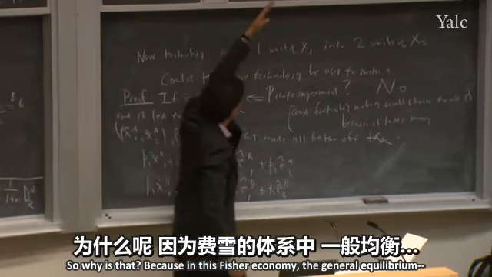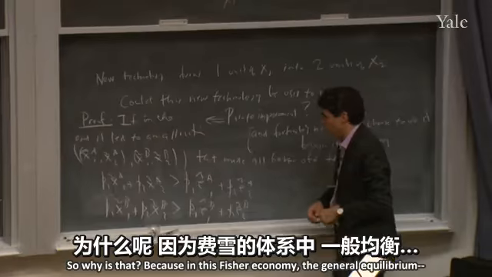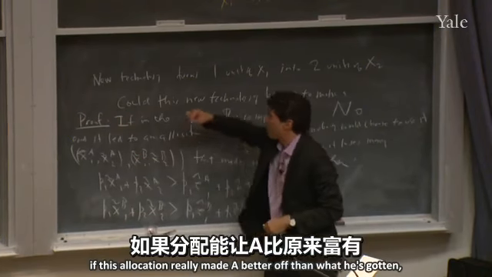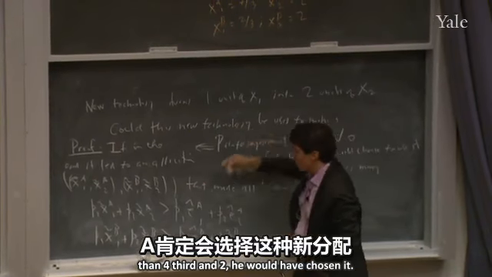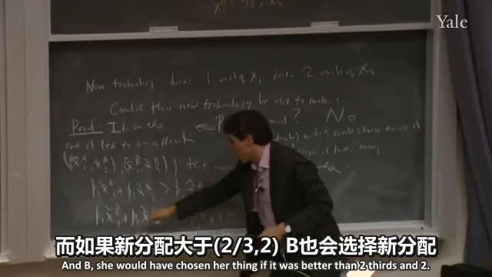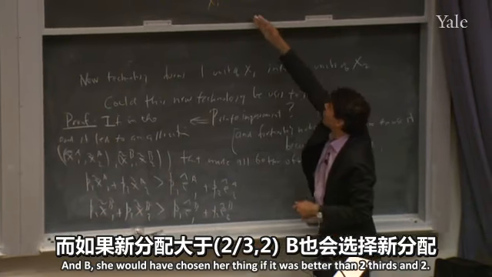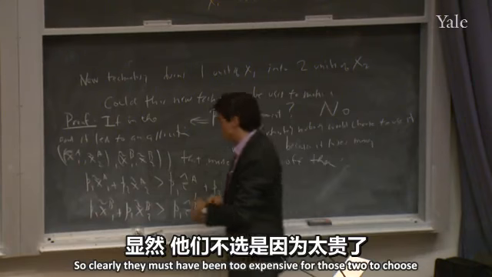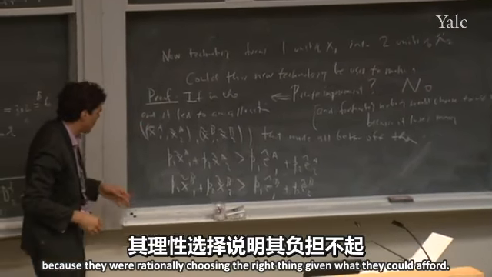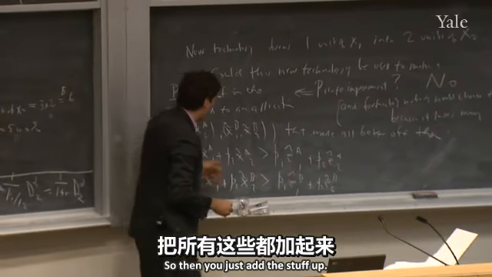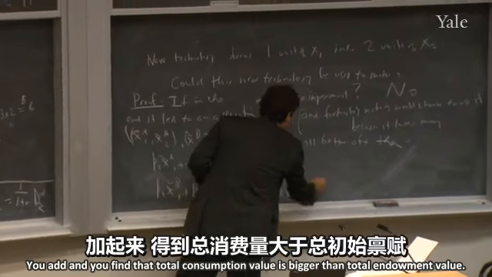Because in this Fisher economy, the general equilibrium, if this allocation really made A better off than what he's gotten, than 4/3 and 2, he would have chosen it. And she would have chosen her thing if it was better than 2/3 and 2. So clearly they must have been too expensive for those 2 to choose, because they were rationally choosing the right thing given what they could afford. So then you just add the stuff up.